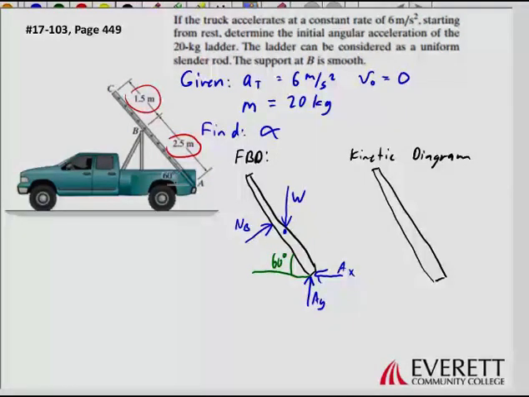So with this critical point, we're going to assume the ladder's not rotating. If we assume the ladder's not rotating, where's the center of mass going? Well, it's going right along with the truck. It would be going in this direction. That would be the acceleration of the ladder in the x direction, and we of course multiply it by the mass. There's my kinetic diagram with the acceleration of the center of mass of the ladder in the x direction.